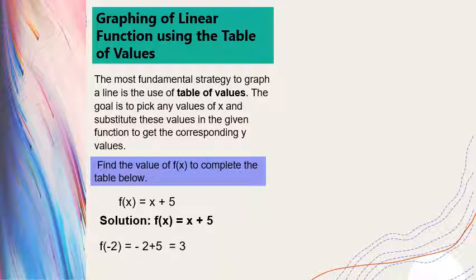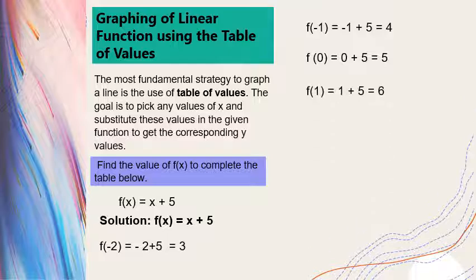If x equals -2, we have -2 plus 5. Not the same sign, so we have negative and positive, subtract, and then copy the sign of the higher number. So that's positive 3. If -1, then -1 plus 5, not the same sign, negative and positive, we subtract, then copy the sign of the higher number. That's positive 4. And then if 0, 0 plus 5 equals 5. And if positive 1, 1 plus 5 is equal to 6.